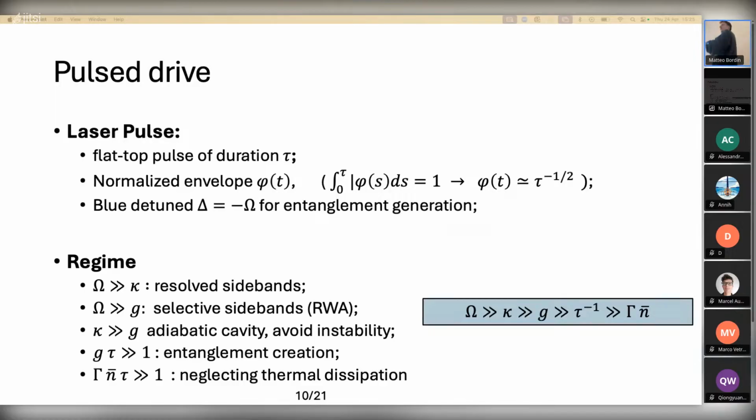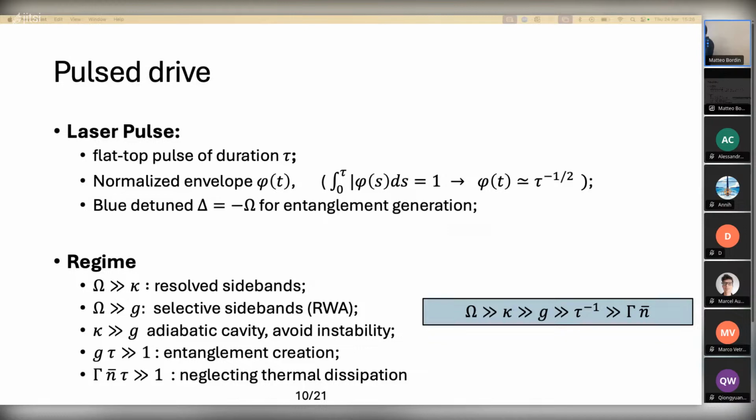Now, this is the justification of the regime I'm working with. It can be summarized in this. Omega greater than kappa: we saw this already, this is the resolved sideband regime. We want to see it. Omega greater than G is a regime where we can apply the rotating wave approximation, so here we can select one interaction and then the other. Kappa greater than G avoids stability problems. I won't get much into this, it's interesting, but simply, the cavity loses photons much faster than it can accumulate them. So you don't have instability.